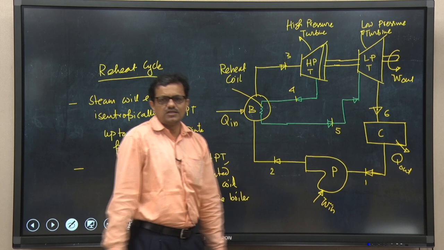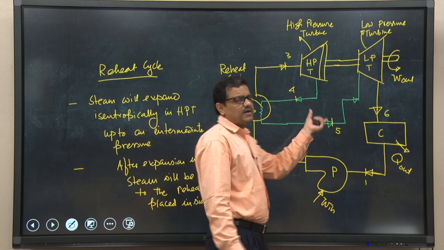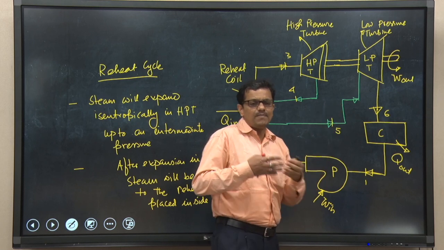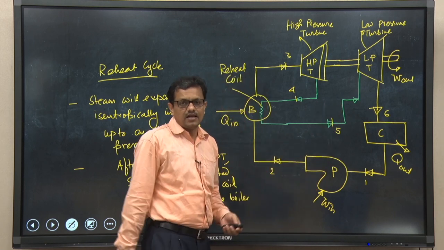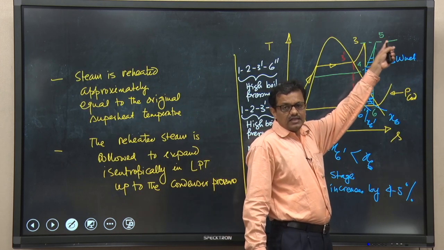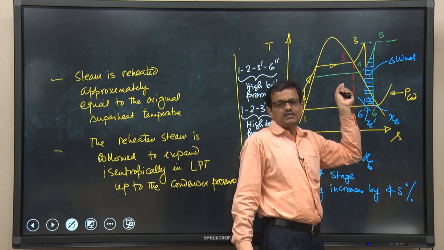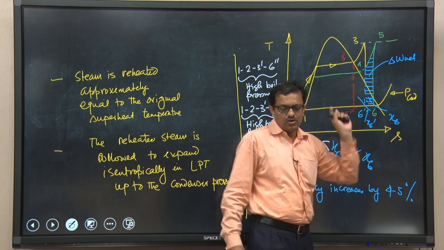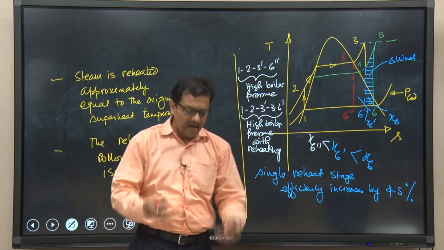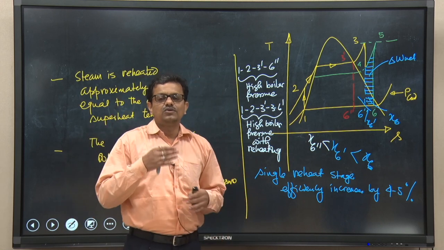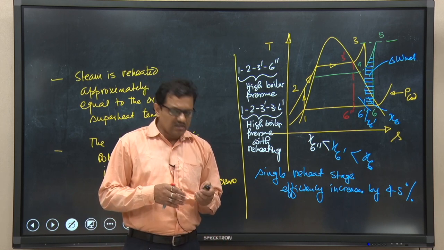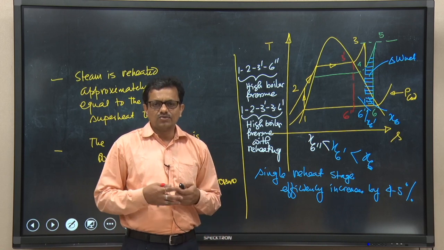So, mechanical cost is involved. Instead of going for this particular arrangement, if it is possible to have a special blade material which can withstand the same amount of temperature, then perhaps it is not advisable to go with this reheat cycle. So, the idea is if the turbine blade material can withstand high temperature, then there is no need of reheating the cycle. So, this is what I wanted to discuss today.